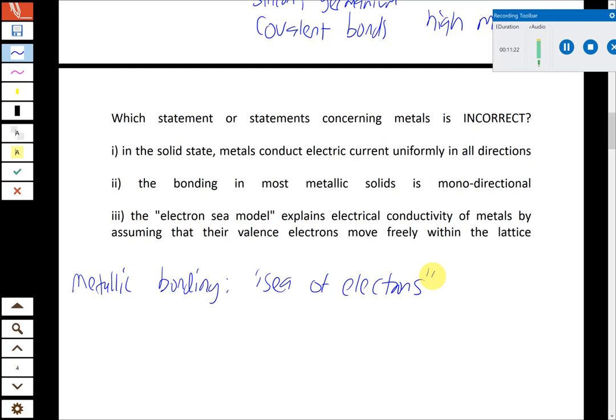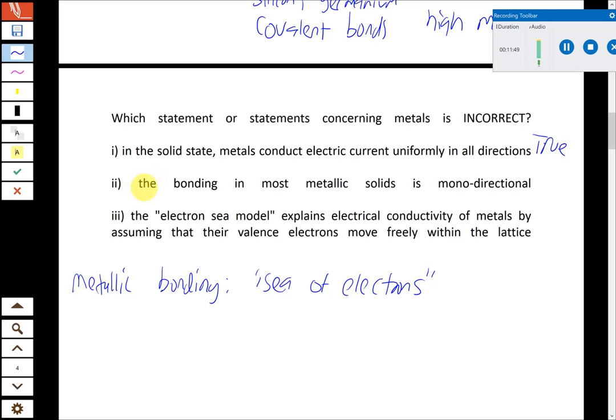And so what that means is that when you have conductivity in metals, you tend to have conductivity in all directions because the electrons are delocalized in all directions. They're not just along one axis, or localized between two atoms, they're just delocalized everywhere. And so you can conduct electricity or do thermal conductivity, a related topic, in all directions. So this one would be true or correct, so we're looking for the incorrect one here.